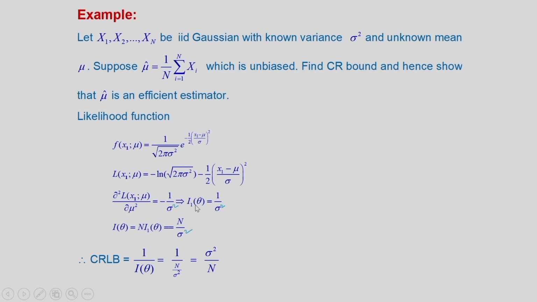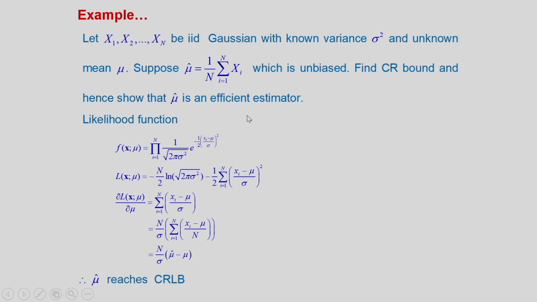So therefore I1 theta, if I consider only one random variable x1, then its information will be equal to 1 by sigma square. And since the xi's are IID, I theta will be n times I1 theta, that is equal to n by sigma square. Therefore the CRLB, the Cramer-Rao lower bound, is equal to 1 by I theta, that is 1 by n by sigma square, that is sigma square by n. So this is the Cramer-Rao lower bound.